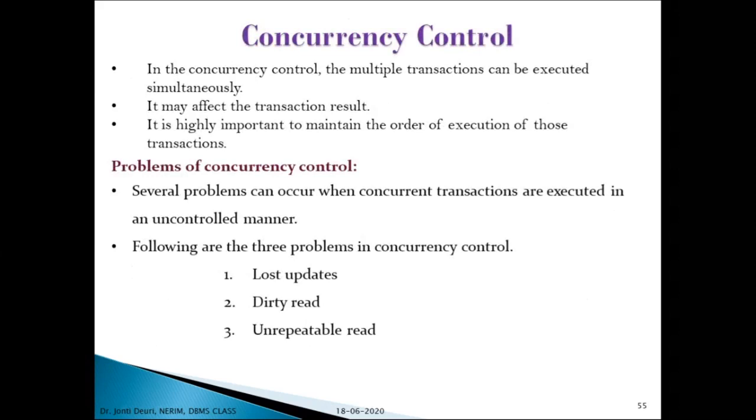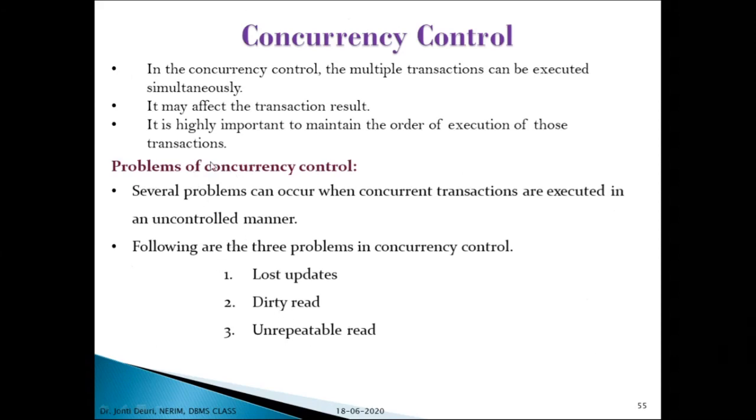Now we are coming to concurrency control. Concurrency is when simultaneous execution is going on. If there are multiple transactions, they can be executed simultaneously or in parallel, right? That is concurrency. It may affect the transaction results, so it is highly important to maintain the order of execution of those transactions.